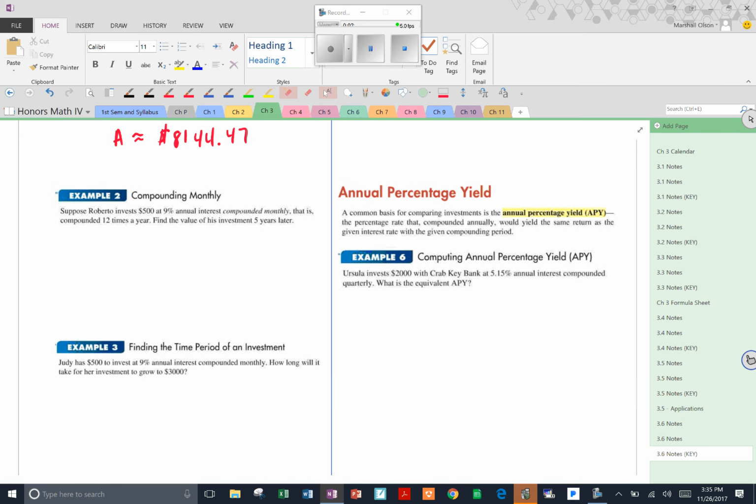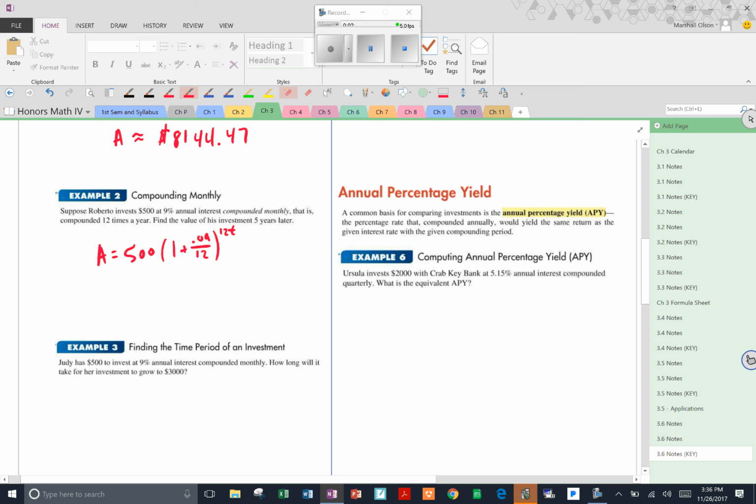If we're compounding monthly, okay, now we're using our principal. Now we'll just fill things in right away. We're going to invest $500, 9% interest compounded monthly is going to look like that in our growth factor. And since we're compounding monthly, we're going to take T times 12. So this would be the model here, 12T.